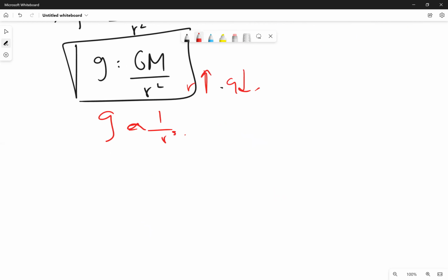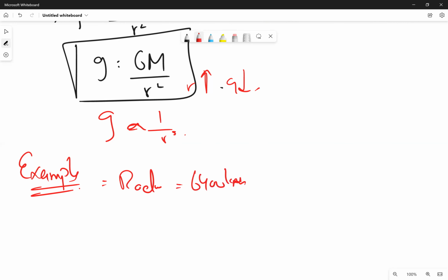All right. So, let's look at this example question here. The question says, you are given the radius. Radius of Earth is 6400 kilometers. The gravitational field strength is 9.81 meters per second squared near the surface of Earth. You need to use this information to determine the mass of Earth and its mean density. So you're asked to find the mass of Earth and its mean density.